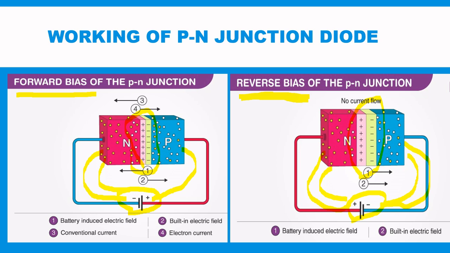So, as a summary, we can say that when the diode is connected in forward bias condition, as shown in this figure, then it will reduce the width of the depletion region and hence the barrier potential. When the diode is connected in a reverse bias state, then the width of the depletion region increases and therefore the barrier potential also increases.